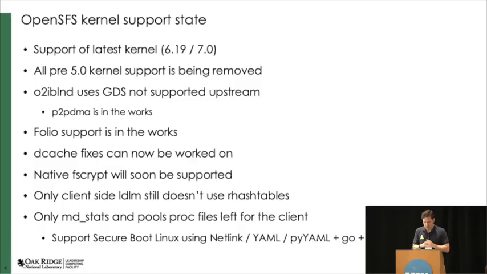The other thing is if you look at your proc directories on your client, you're going to only see two things left. It's almost all gone. So mdstats and pool proc files. And those will be moved over to debugfs and also to the netlink API. So one of the things that we've seen is there's something called secure boot Linux. So secure boot Linux actually disables debugfs.